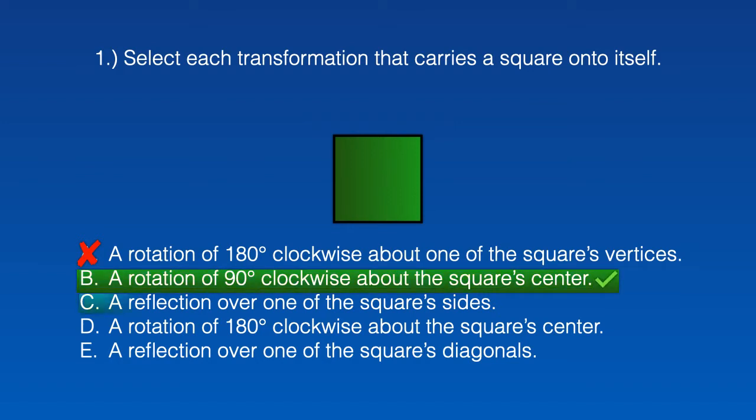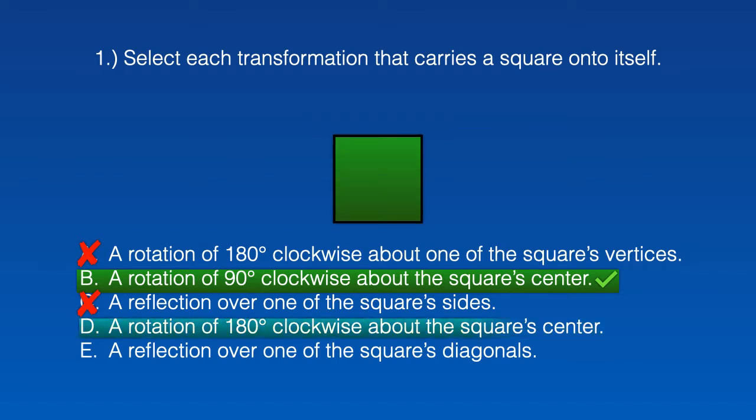Letter C, a reflection over one of the square's sides. Okay, let's pick one of the sides. Let's say we're going to reflect the square over its left side. If we reflect it over its left side, it's going to end up there. So again, you can see there that the square does not land on top of itself, so that answer is wrong. Letter D, a rotation of 180 degrees clockwise about the square's center.